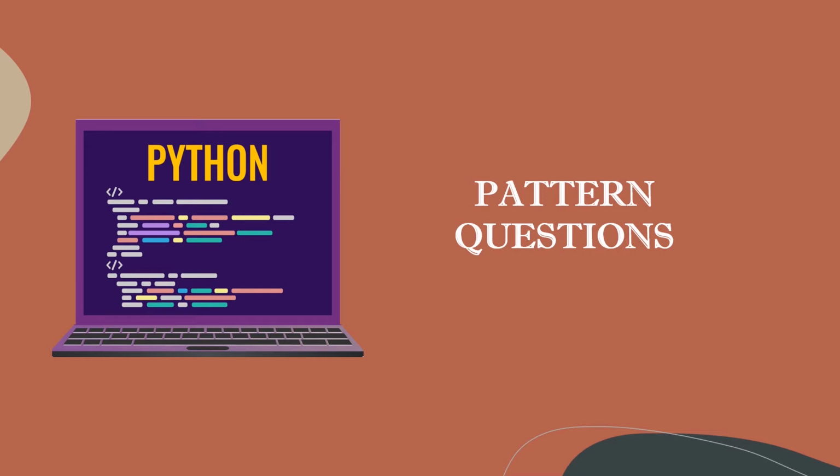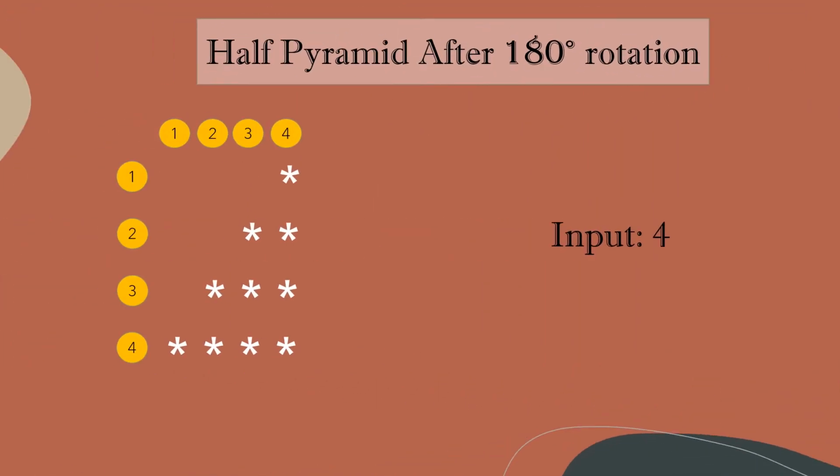In this video, we will solve some advanced pattern questions in Python. So the first question is half pyramid after 180-degree rotation. First, I will take input from user. In this case, the input is 4.